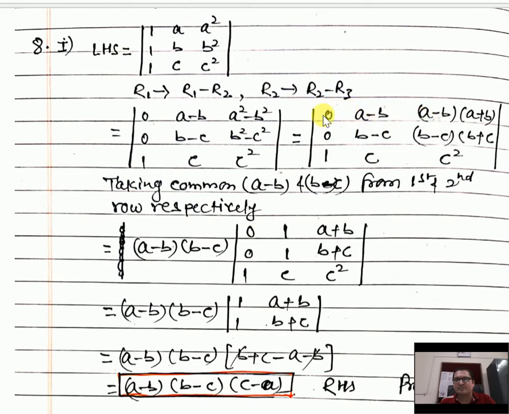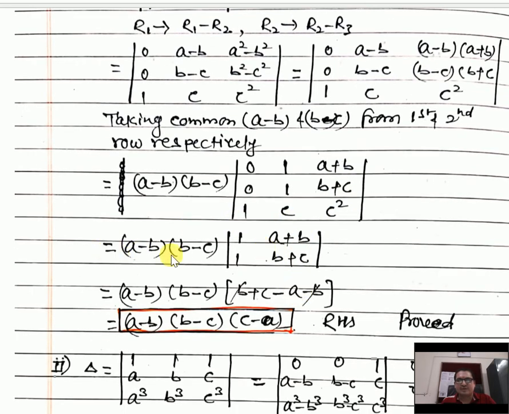If you take common a minus b from R1, this is the 0, and there is no change in this value. A minus b common, so this will be 1. A minus b is gone out, so it will be a plus b, you have to copy. Similarly for b minus c, 1, here b plus c is left, so you have to copy it. Then 1, c, c square.